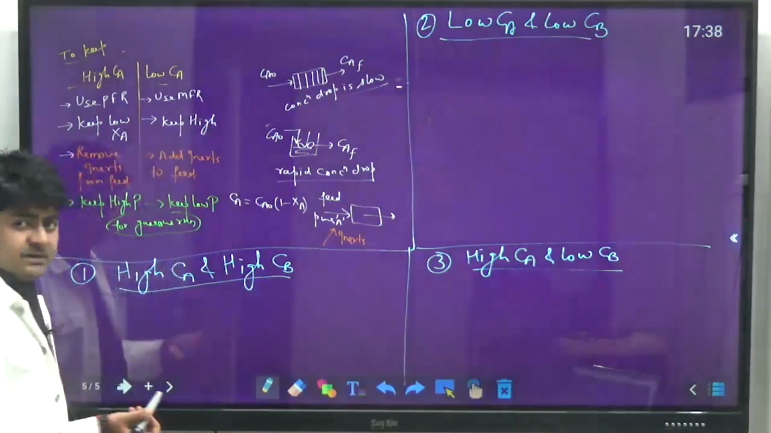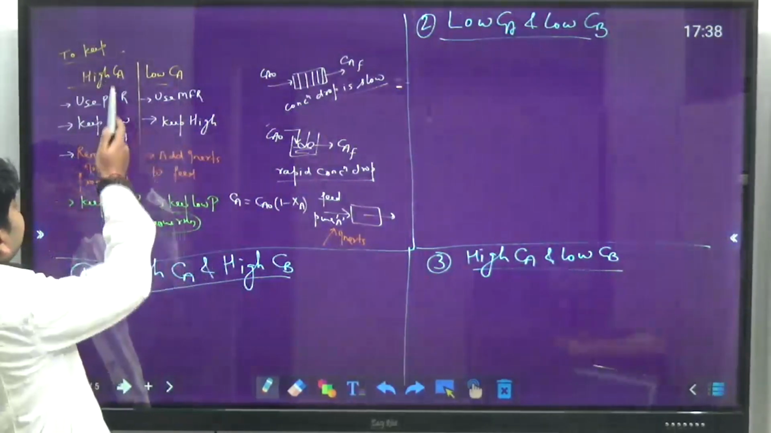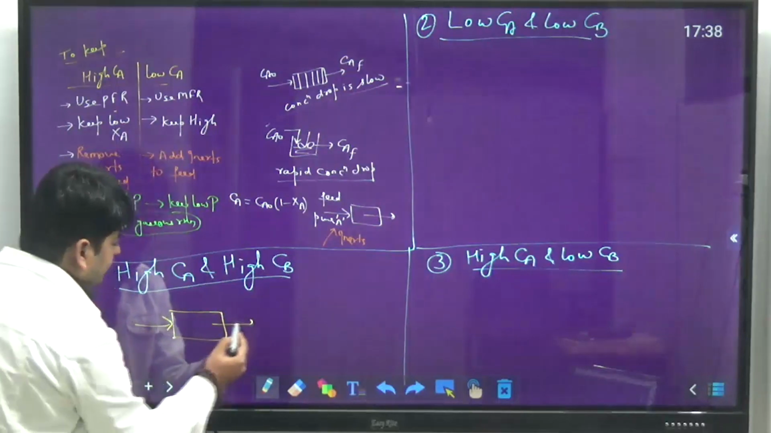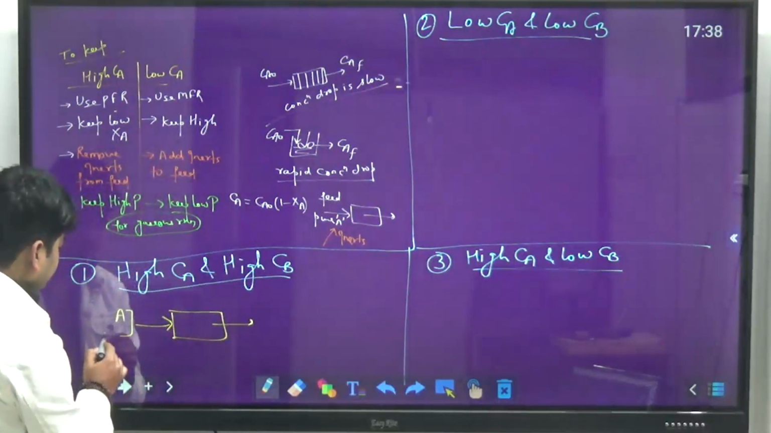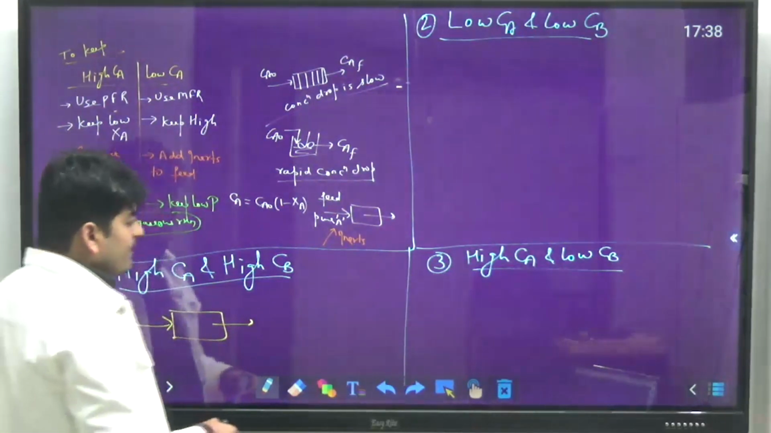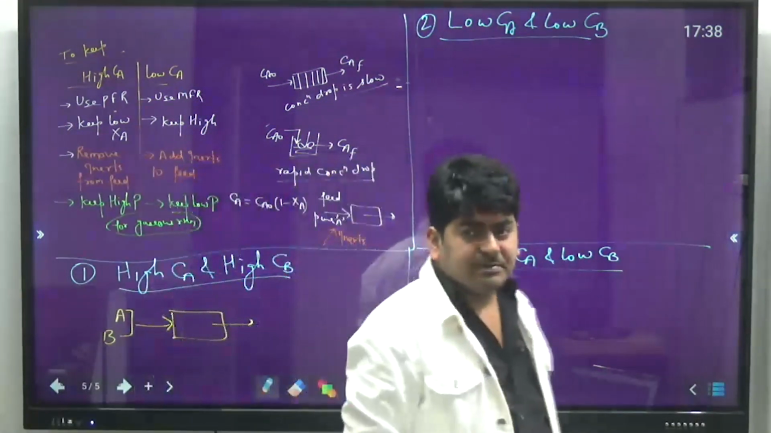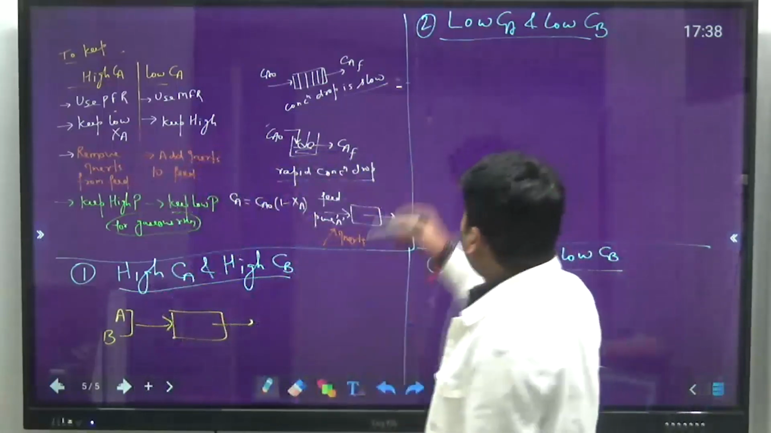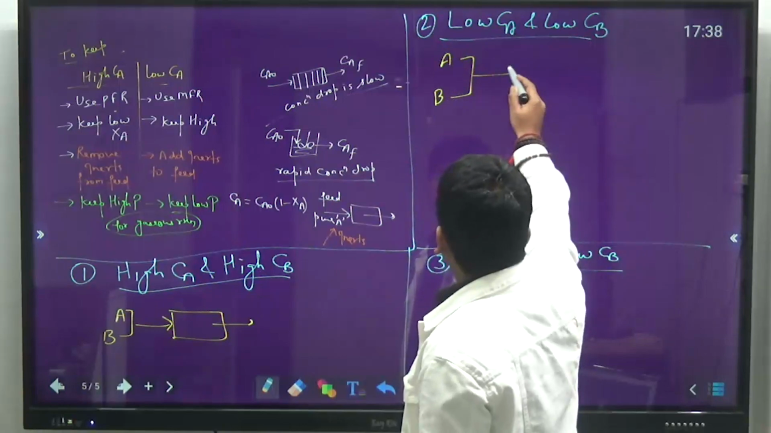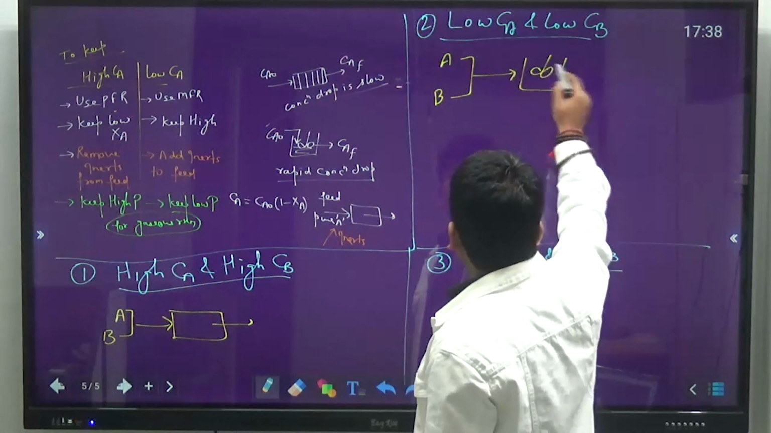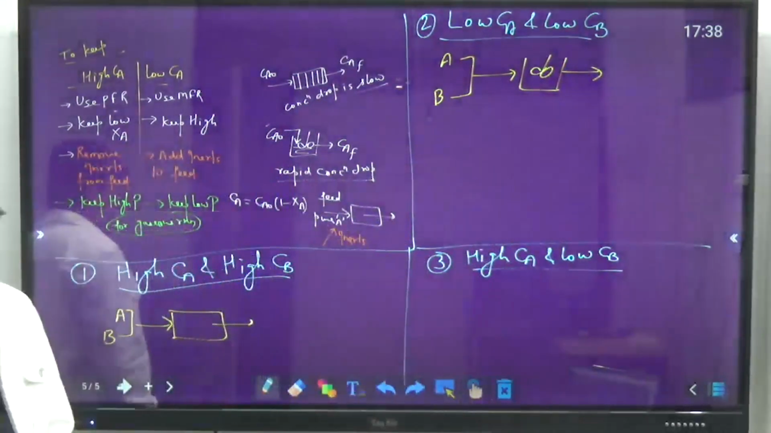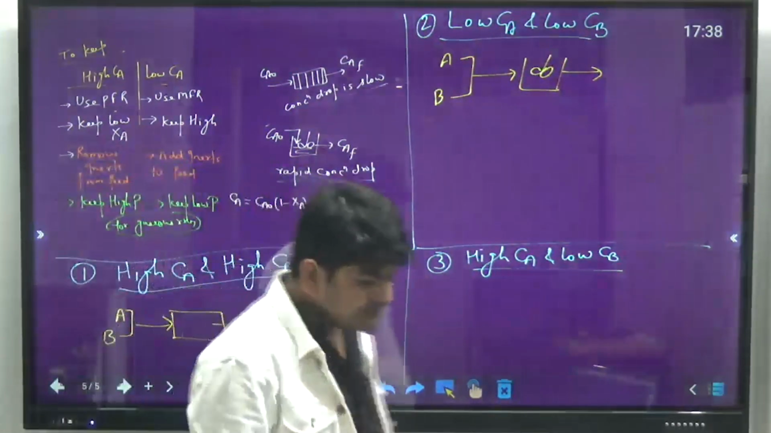So if I want to keep high Ca and high Cb, then what to do? Because for high Ca we have to use PFR, so just send the entire feed, the combination of A and B both, into the PFR directly. If you want to keep low Ca and low Cb, for that I have to use MFR. So what to do? Just send the combination of A and B directly to one MFR, like this. Simple.